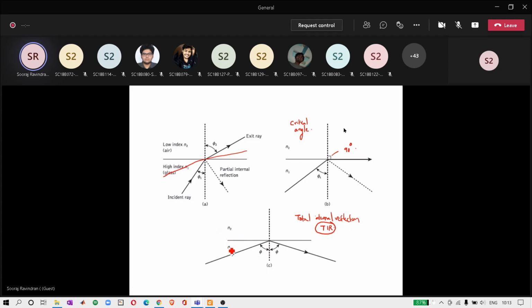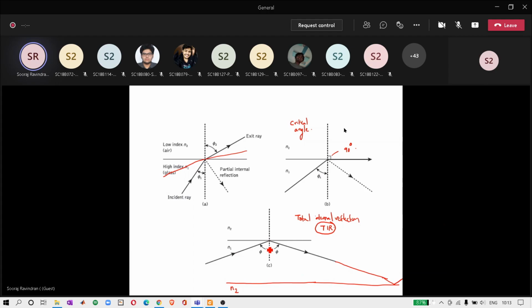So here you had only one interface. You had N1 and N2. Now what happens if I put another interface over there? Let's say that I have a medium N2, and let's assume that N2 is less than N1. Then this ray would continue passing, and once it reaches the other interface, it would again get reflected back.